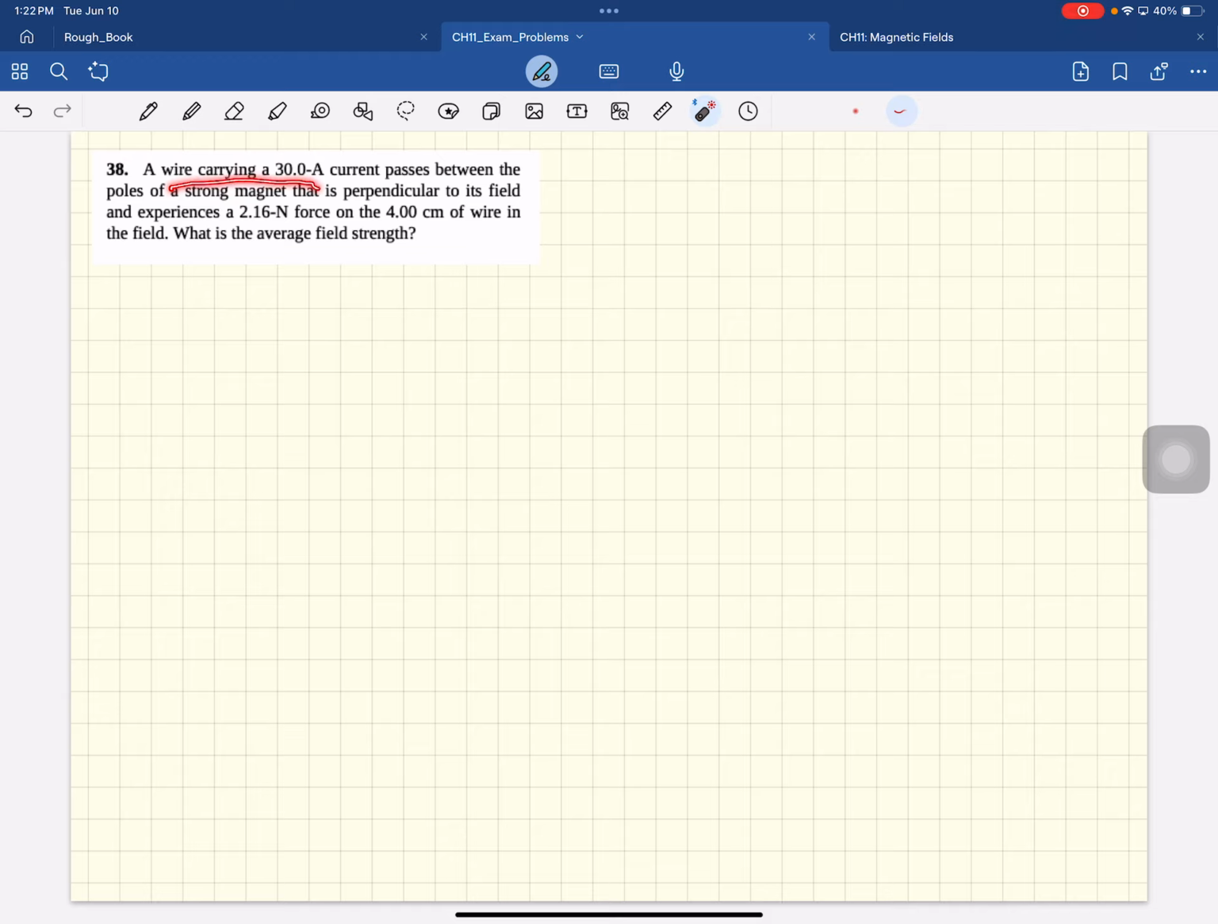A wire carrying a 30 amp current passes between the poles of a strong magnet, perpendicular to its field, and experiences a 2.16 Newton force on a 4 centimeter length of the wire. Okay, so here's the wire carrying a current, and the field is perpendicular to it. Only 4 centimeters of the wire is in the field. What is the average field strength?